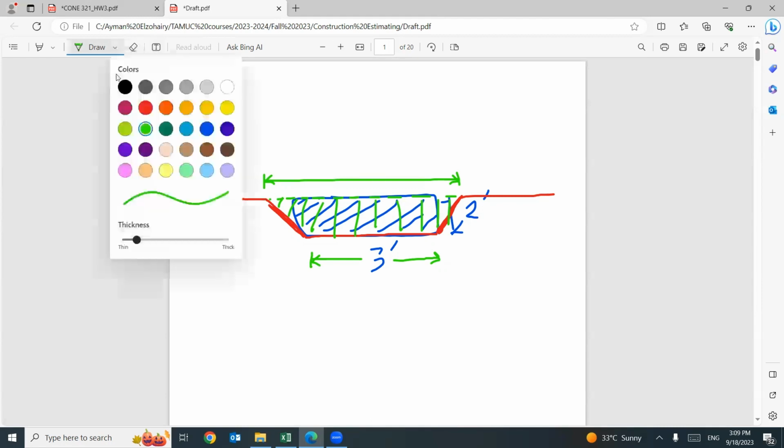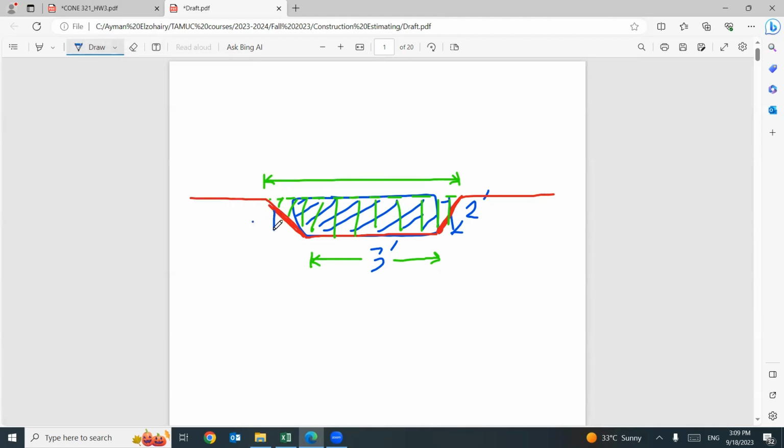So since this side slope is 1-to-1, if you go up 1, I have to move horizontally 1. So the total depth of this beam is 2 feet. So if you go up 2 feet, I have to go horizontally 2 feet. So this little horizontal distance will be 2 feet. And the same here. If you go up 2, I need to go horizontally 2. So this little horizontal distance will be 2. Besides, we have this 3 feet width. So the total width will be 7 feet.